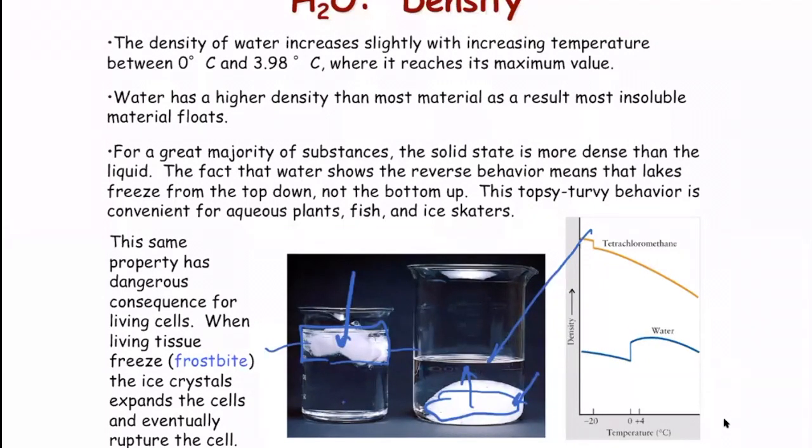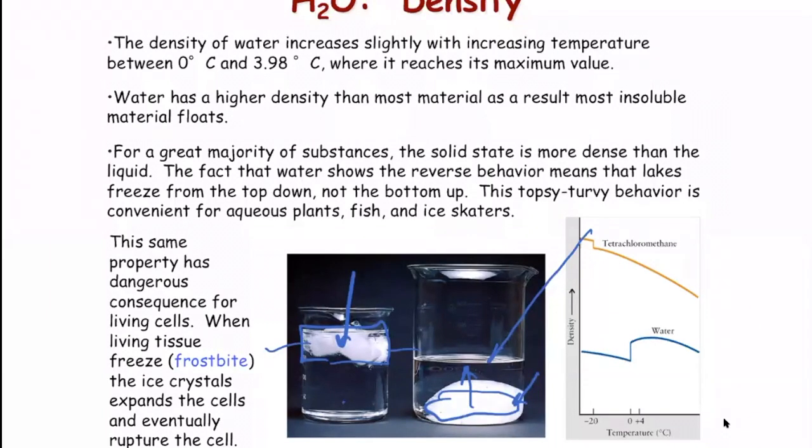So what does that do? Because only the top layer freezes and the bottom layer, although it's cold, won't freeze, you can have marine life. And the whole lake doesn't freeze over. It thaws out at the surface. So in terms of marine life in lakes and even in the polar caps, it's very important that ice have a lower density than the liquid form.